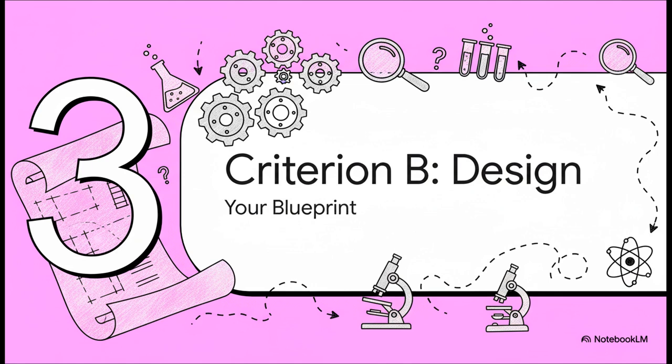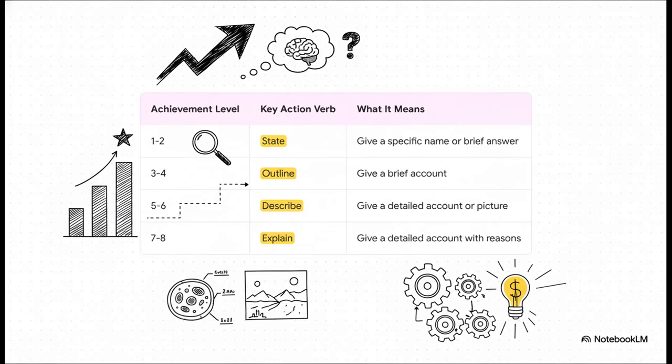Next up, criterion B, inquiring and designing. Think of this as your blueprint for discovery. It's where you design a whole scientific investigation. And let me tell you, the difference between a good plan and a great one is all in the details. Look at how these command terms build on each other. At the lower levels, you just state or outline your plan. But to get into that top 7-8 band, you have to explain it. And that means giving a super detailed account with reasons for your choices.